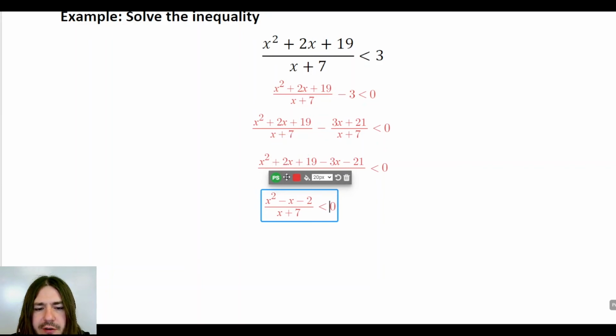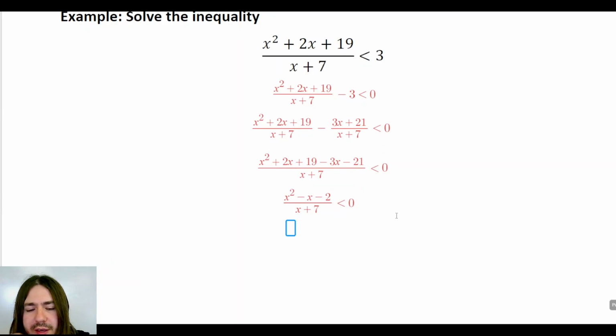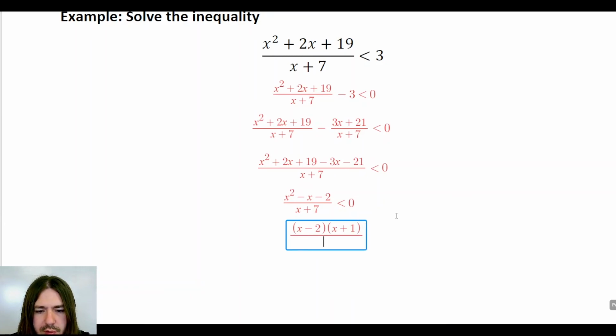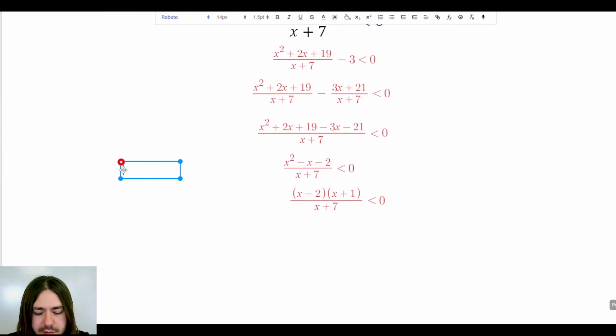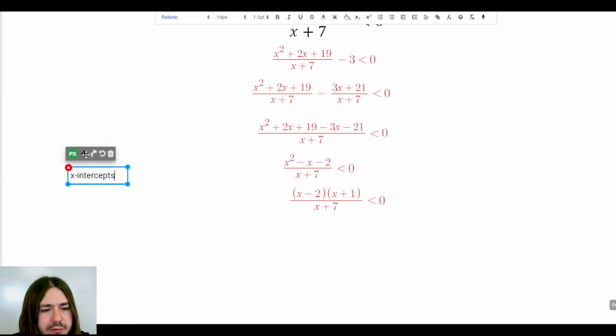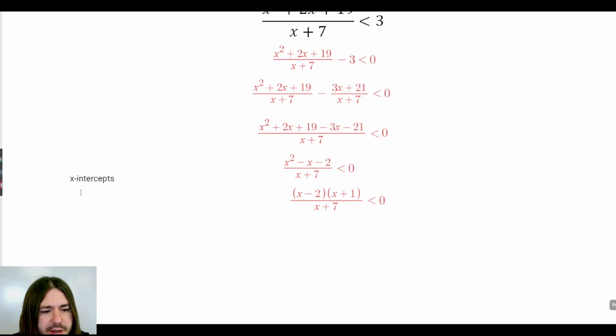Now I'm going to factor the numerator so that I can more easily figure out what the x-intercepts are going to be. So this will be x minus 2 times x plus 1, over x plus 7. So now I can go through and find my x-intercepts, which are going to be 2 and negative 1. But let's see how I get there.